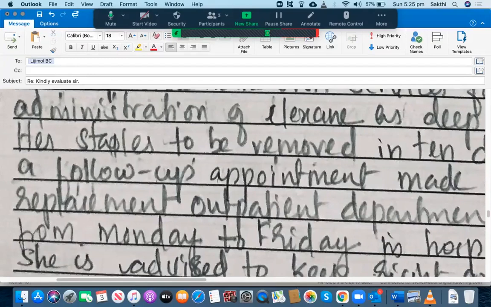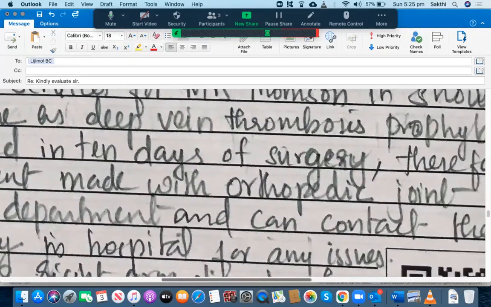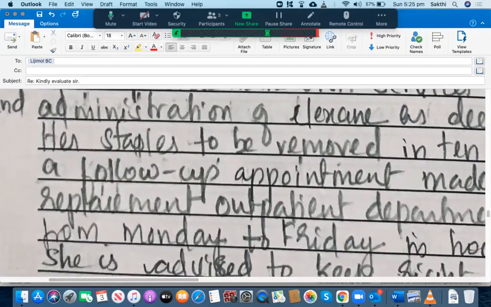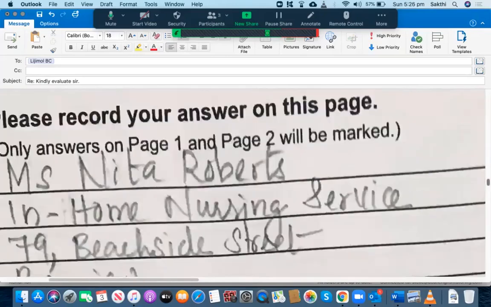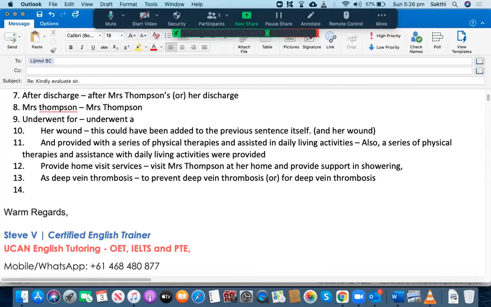Hair staples to be removed. Okay, no, that's wrong. Hair staples need to be removed in 10 days of surgery. So it's going to be 10 days from the date of surgery. Is that correct or not? Yeah. Okay. So "hair staples to be removed" is not the correct answer.